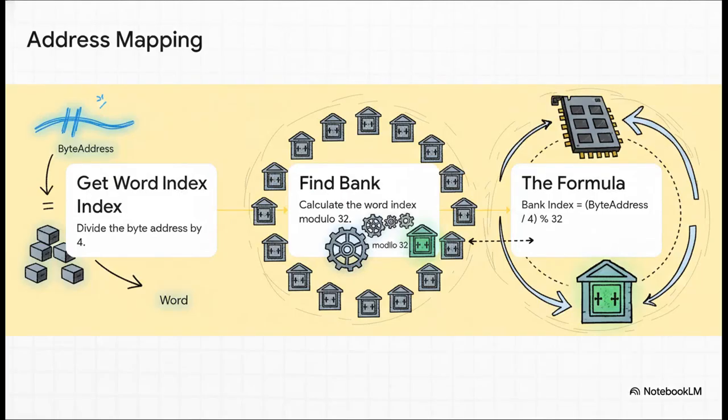So, how does a thread figure out which bank it's supposed to talk to? Well, the GPU uses this really simple formula. It looks at the memory address, figures out which 4-byte word it is, and then just does a modulo 32. That tells it which of the 32 banks to go to. It's this simple round-robin system that's supposed to spread everything out perfectly, when it works.